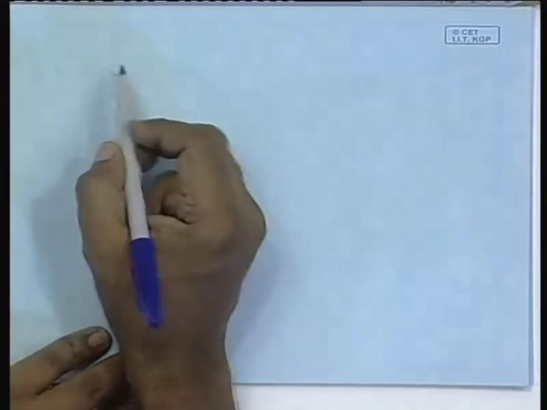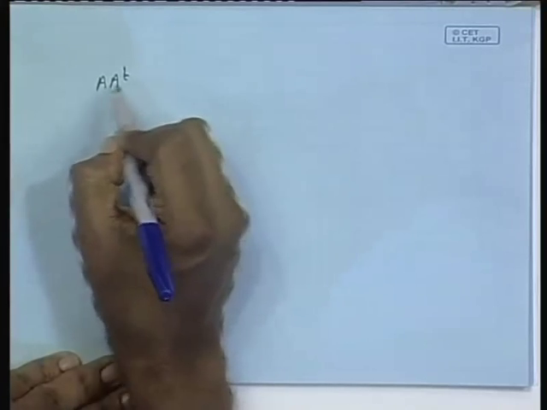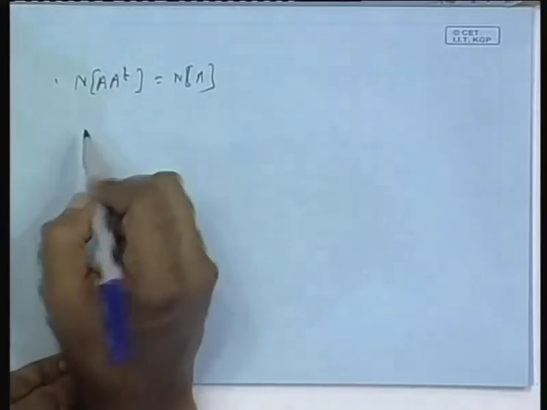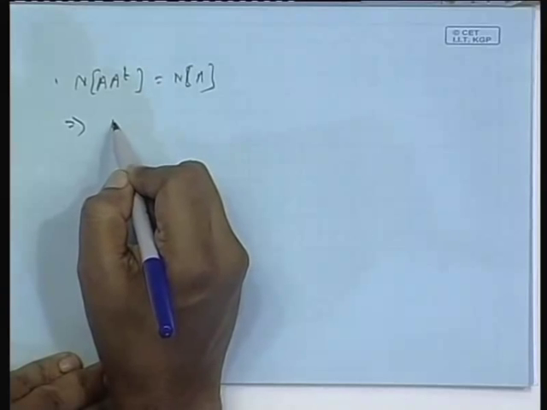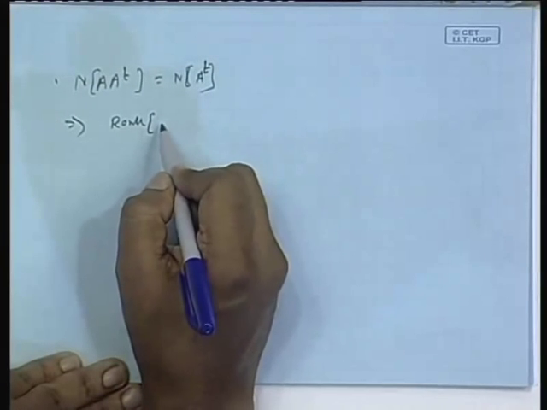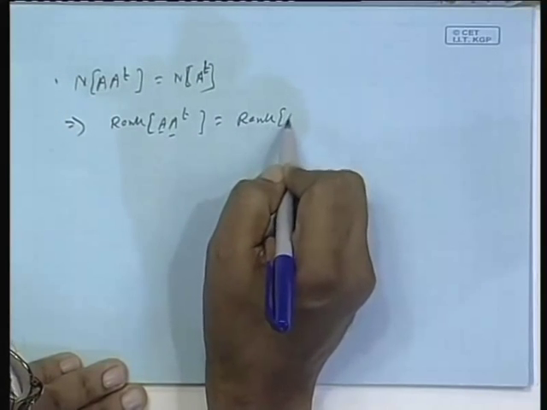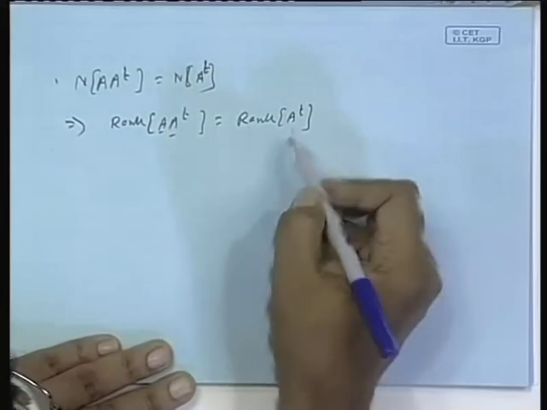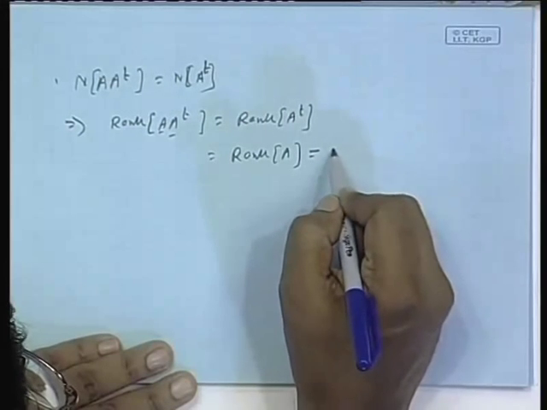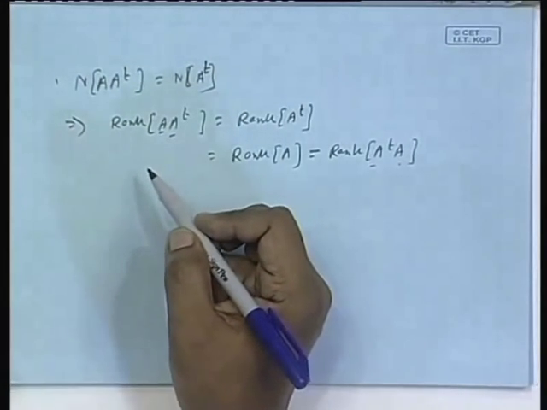Similarly, I will not do it, but you can do A A transpose. Nullity of A A transpose is the same as nullity of A transpose. This can be proved, implying rank of A A transpose is the same as rank of A transpose. And those who know elementary matrices know rank of A transpose is the same as rank of A. And we have seen already rank of A is nothing but rank of A transpose A. This shows that A transpose A and A A transpose have the same rank.